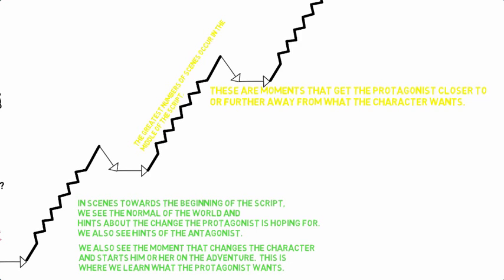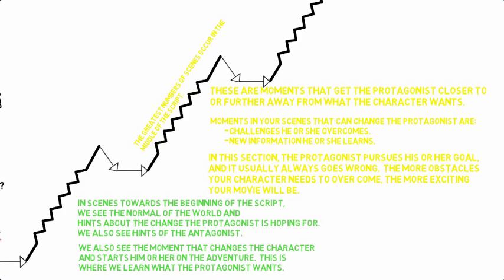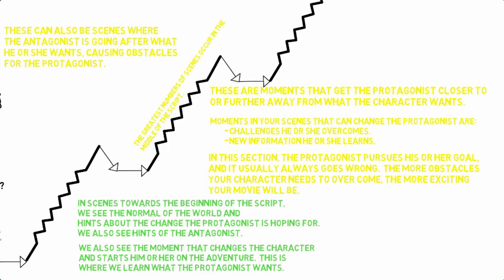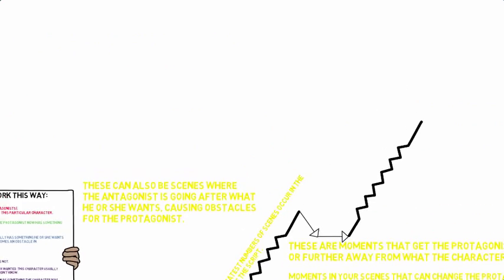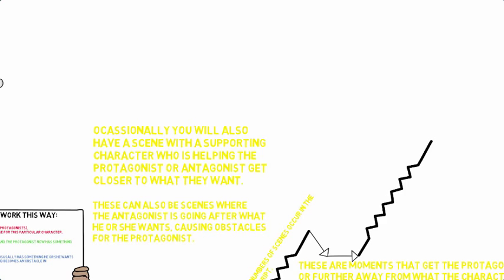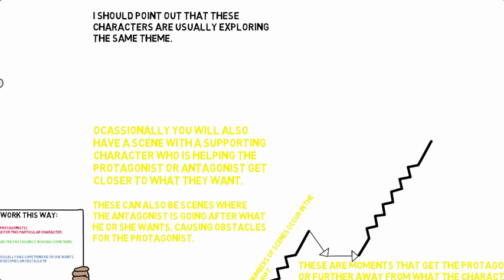And the greatest number of scenes occur in the middle of the script. These are moments that get the protagonist closer to or further away from what the character wants. Moments in your scenes that can change the protagonist are challenges he or she overcomes, and new information he or she learns. In this section, the protagonist pursues his or her goal, and it usually always goes wrong. The more obstacles your character needs to overcome, the more exciting your movie will be. And these can also be scenes where the antagonist is going after what he or she wants, causing obstacles for the protagonist. Occasionally, you will also have a scene with a supporting character who is helping the protagonist or antagonist get closer to what they want.